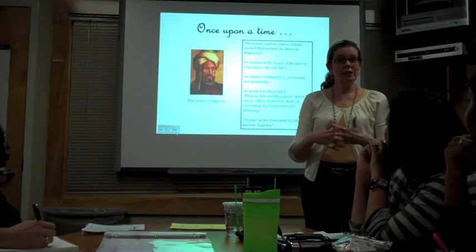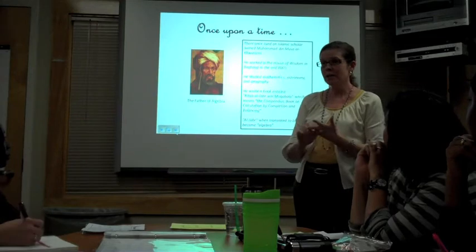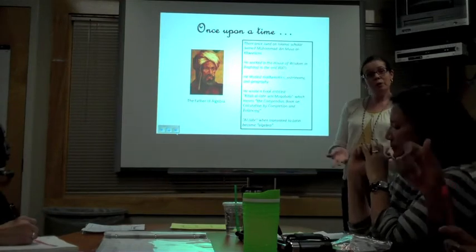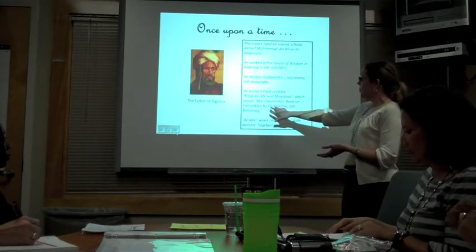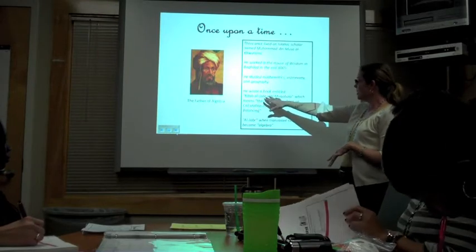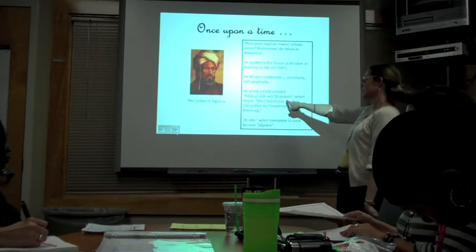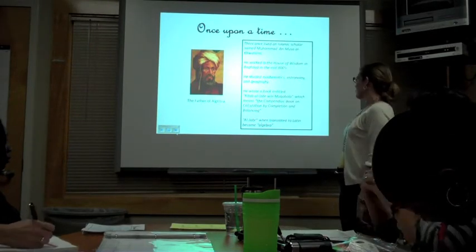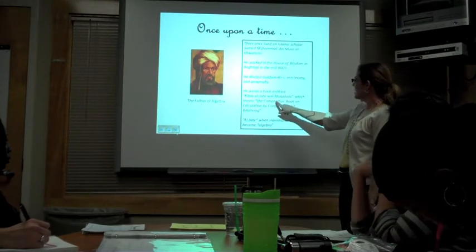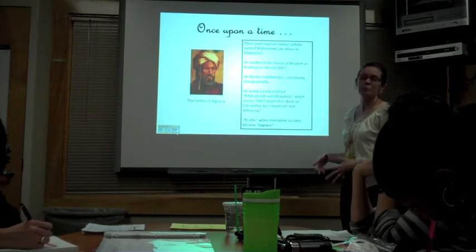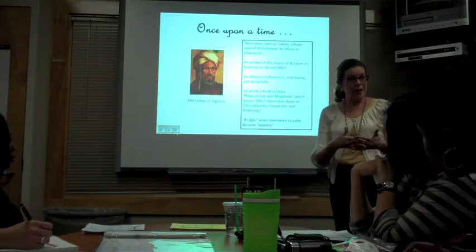and I explained that he wrote many books on not just math, but astronomy and geography, but that the book we were interested in was this book that he wrote entitled Kitab al-Jabar wal Muqabala, which they love that word, Muqabala. Okay, which means the compendious book on calculation by completion and balancing.